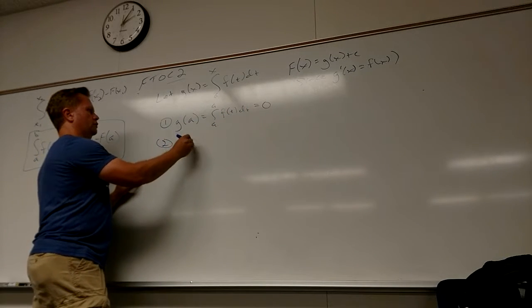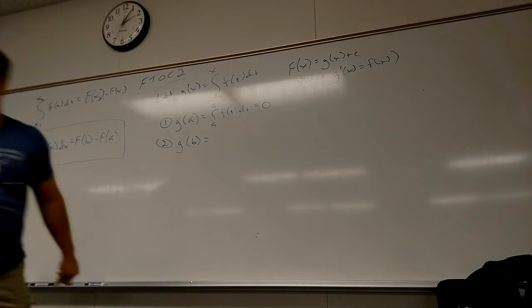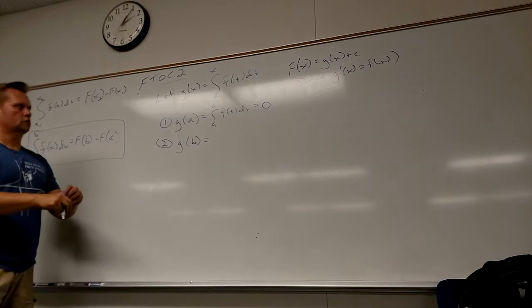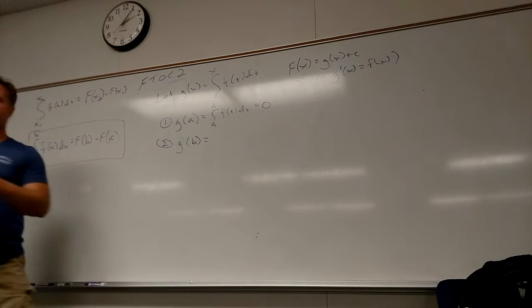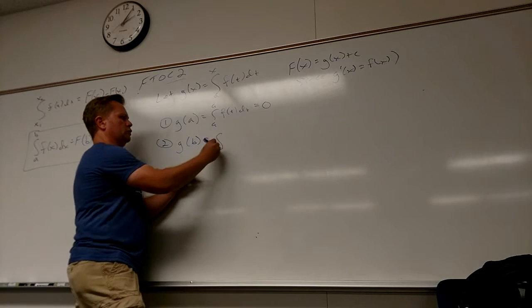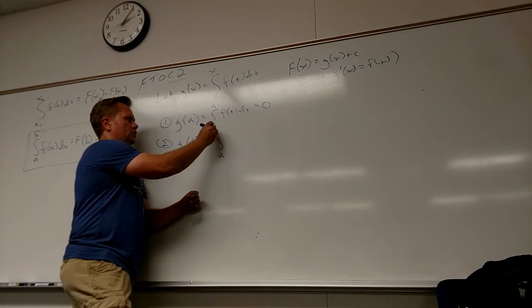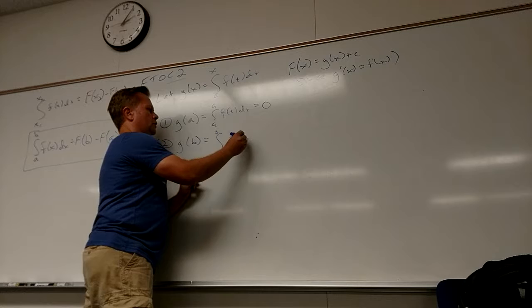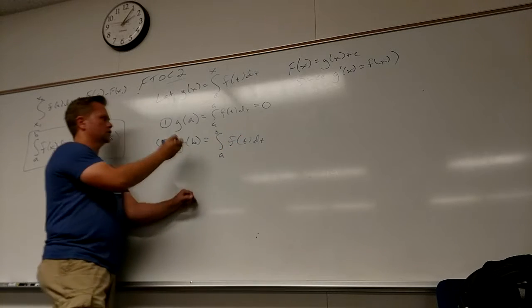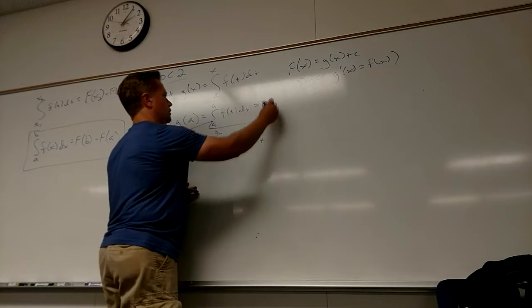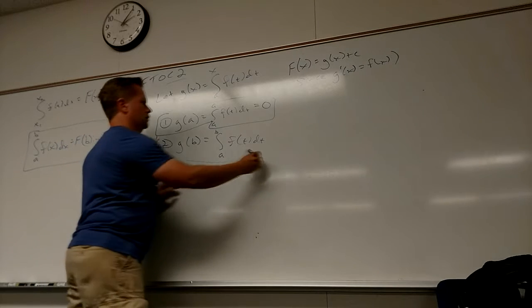What's g of b? Just in symbols. I mean, it's not going to be able to do anything. What would g of b be? It'd be the integral from a to b of f of t dt. No big deal, right? I just want to set that down. So g of a is this. g of b is that.